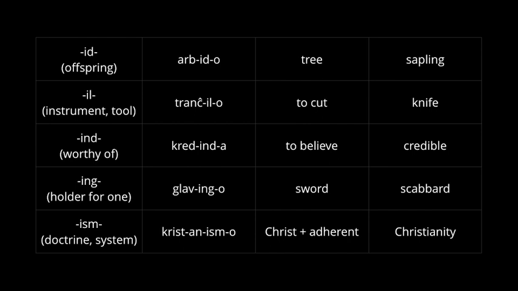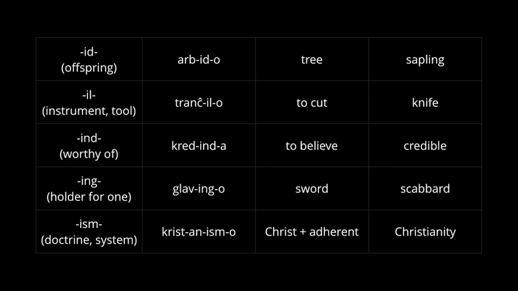Ing makes the holder for a single thing, or a sheath for a single thing. A sword is a glavo, so a scabbard is a glavingo. A candle is a kandelo, so a candle holder is a kandelingo.